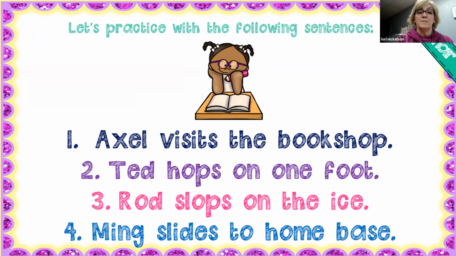Number 3. Rod slips on the ice. Who or what is the sentence about? Rod, okay. What does he do? I'm going to say, that doesn't make sense, I'm going to say slips. Slips is the verb there. Where does Rod slip? On the ice. Look at number 4. Ming slides to home base. Who or what is that sentence about? Ming. What does Ming do? She slides. Where does she slide? Home base.